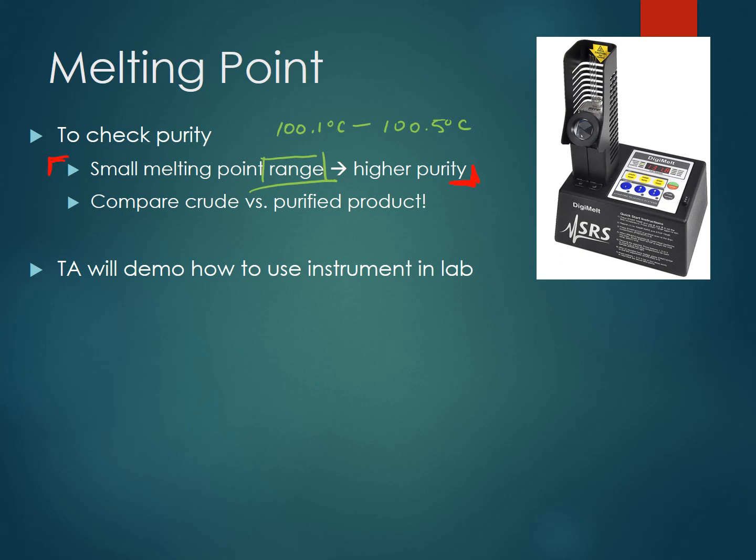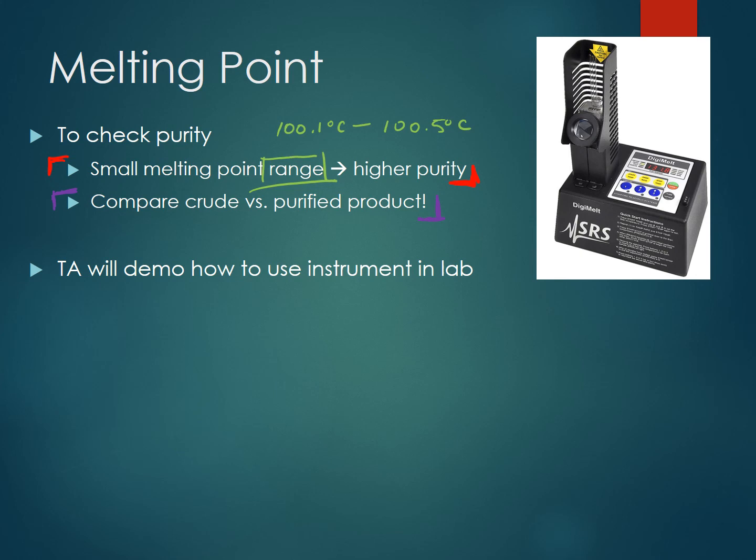Now these are a comparative purity technique, which means you're going to have to compare your crude product versus your purified product. So for instance, for the acetylsalicylic acid lab, you're going to be comparing your crude product versus your recrystallized product. Remember, we're going to recrystallize this stuff from ethyl acetate. So when you get your melting point, you're going to need to do the melting point twice, once for your crude and once for your purified.